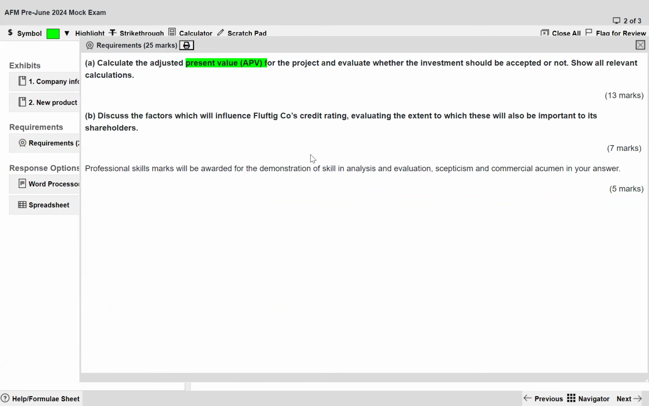Then, factors that influence the credit rating. One of them is how profitable the company is. Because remember, credit rating shows you how worthy you are in terms of paying your debts when they fall due. So one of the things that is important is, are you making profits? Because when you're making profits, it means that you have money that potentially can pay the debts when they fall due. So that is very important.